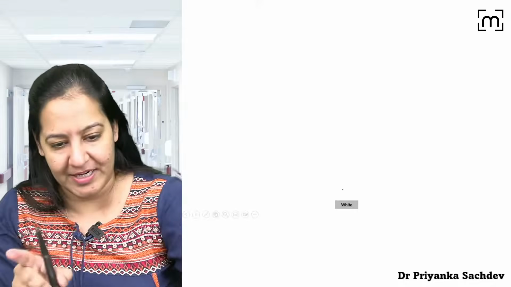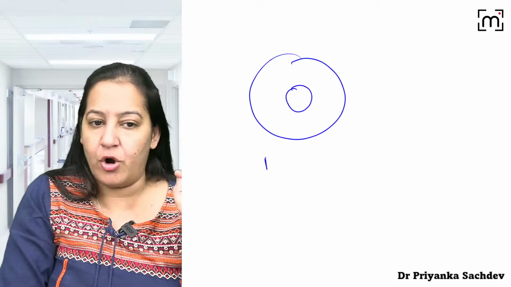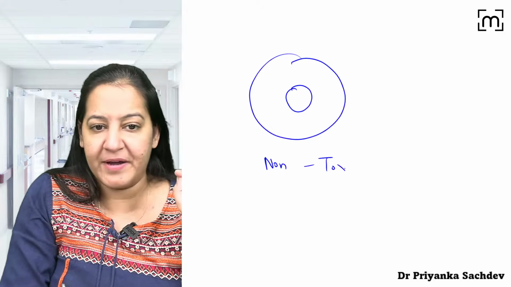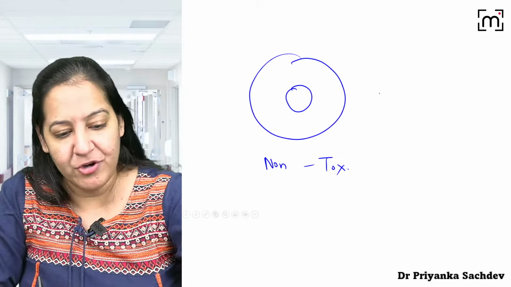So let me draw a diphtheria again in front of you. This is avirulent. This is non-toxigenic currently, because it doesn't have the tox gene. It is non-toxic, non-toxigenic. So let me draw a phage.